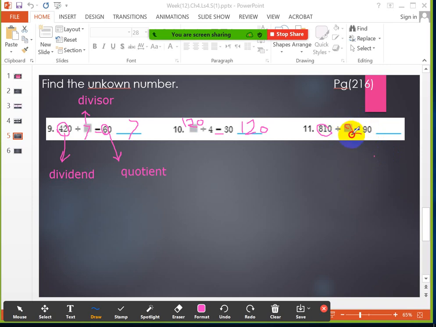It's 9. Do I have to put 0 next to the 9 here? No, because the 0 is taken from the dividend, not from the divisor to the quotient. So the unknown number here is 9. Okay, girls? Any question? Any question, girls?